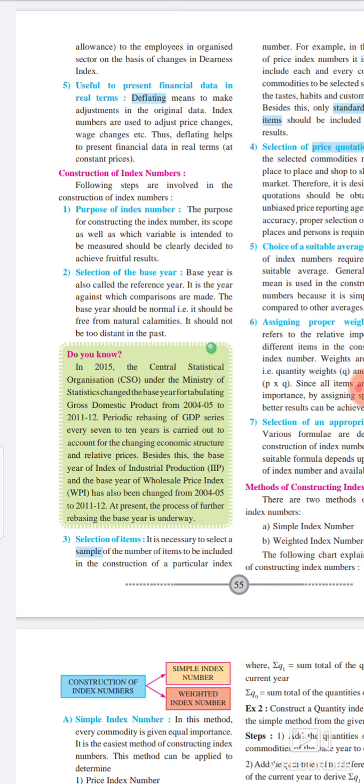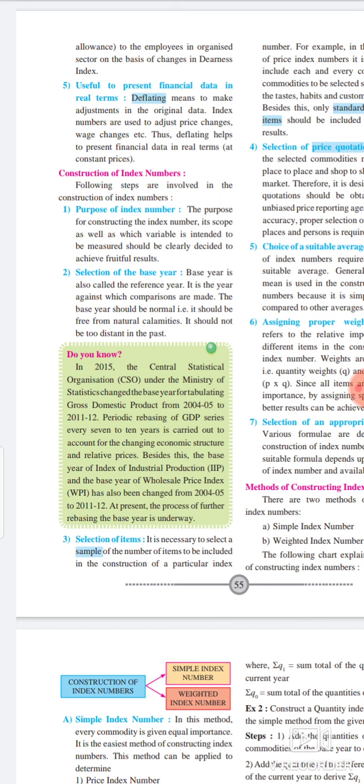The second point of the construction of index number is selection of the base year. Base year is also called the reference year. It is the year against which comparisons are made. The base year should be normal, that is, it should be free from natural calamities. It should not be too distant in the past.